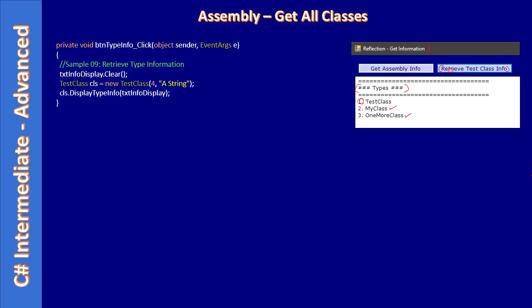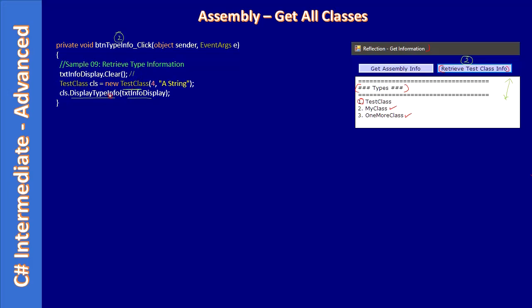So when the user clicks this specific button, on the click event, first we will clear the multi-line text box. This is the multi-line text box, we will clear it. Then we will create an instance of our test class. After that we make a call to display type info, and we pass our text box instance.